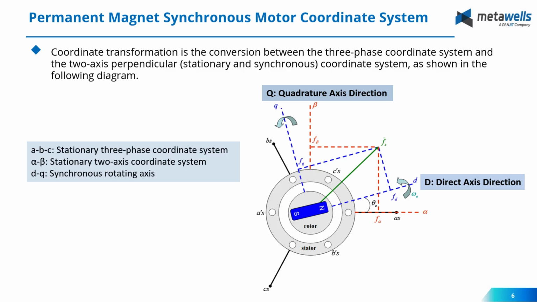So this is extremely useful because it allows us to decouple the torque and the flux. So we can imagine that the D axis current ID controls the flux and the Q axis current IQ controls the motor torque. This is similar to how we control a DC motor.